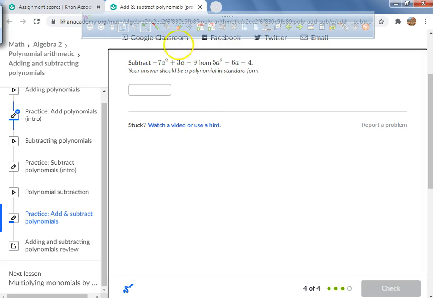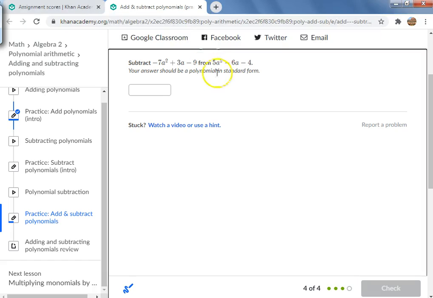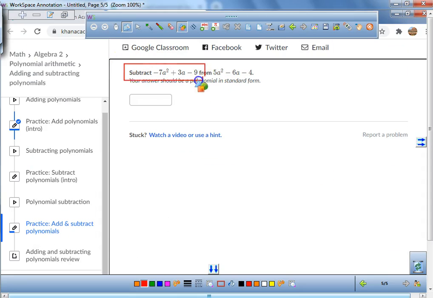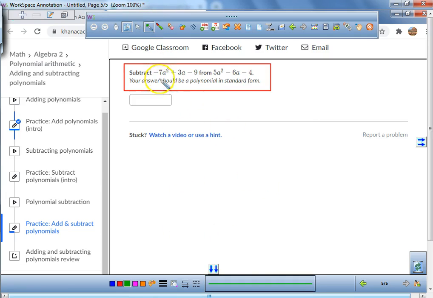Now, fortunately, you guys didn't get any easy problems with me. For you guys, you can get some easy problems where it just says add. So listen, if it says add, just add them. If it says subtract, this is where it's a little bit trickier. So we're going to do it the fast way. It says subtract this guy from this guy.